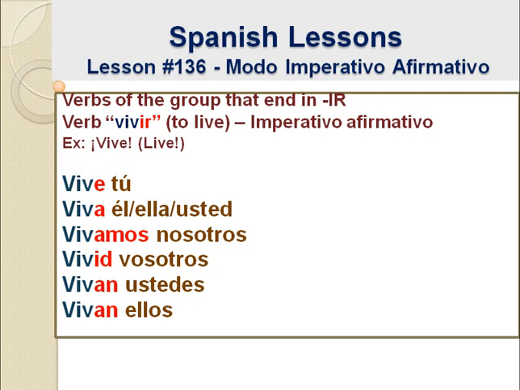So this is the end of our lesson 136, and I will show you how to conjugate the imperative in the negative in our next lesson. So I expect to see you there, and you will see how the first one here and the fourth will be changing for the negative. That is tú and vosotros.